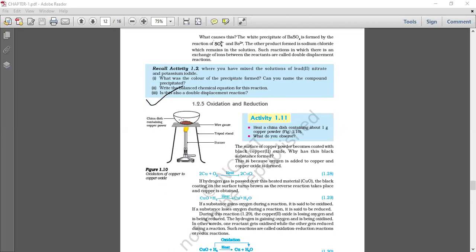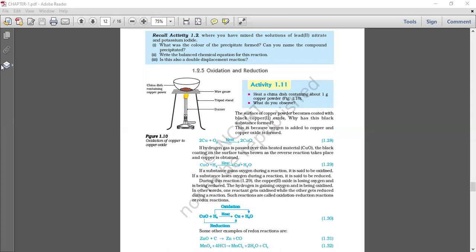Next one, oxidation and reduction reaction. I have made a very simple video, a trick to remember oxidation and reduction: what is oxidation, what is reduction, by using AR Rahman. That trick I have made, and that video is also uploaded. Please watch that video.